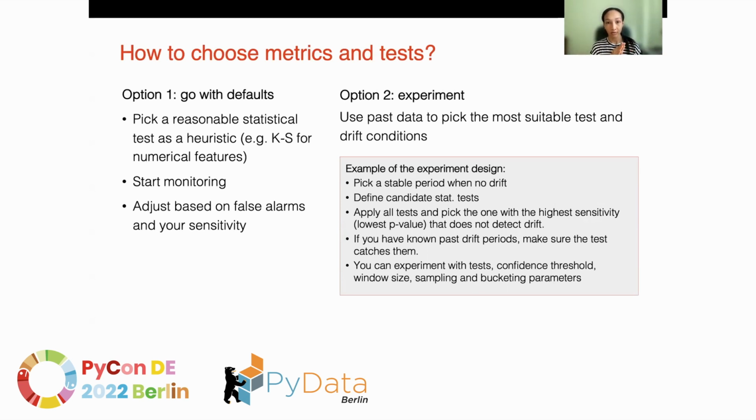And then it's even better if you have a period in time from your historical data where you had drift, because you can test your selected statistical test against this drift and make sure that it detects this moment.